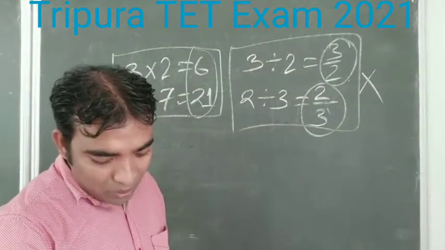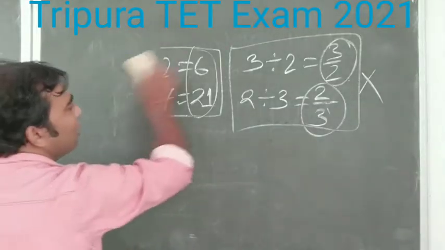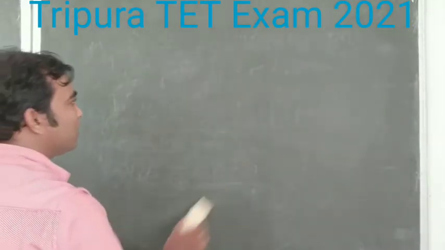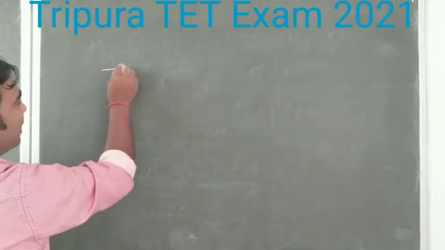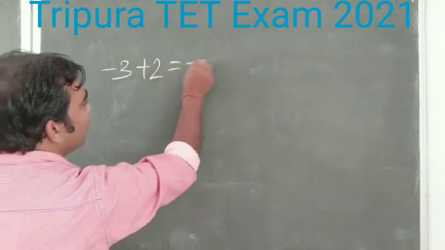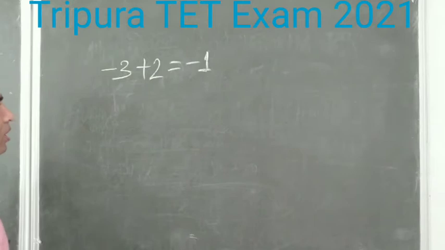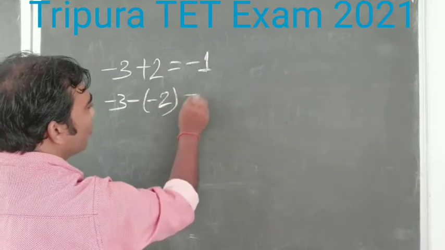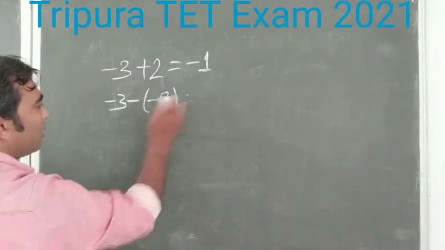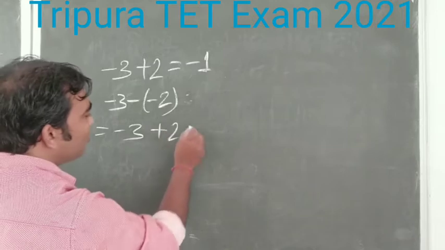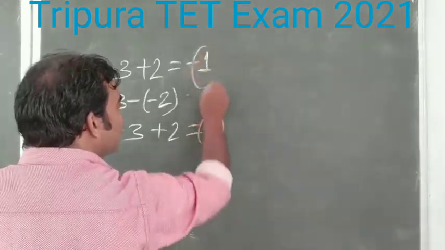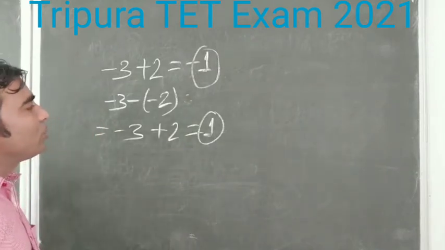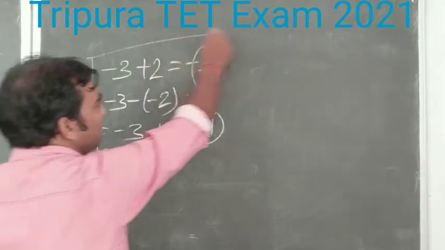Now we will see what happens in case of integers. Till now we have discussed the natural numbers and the whole numbers. Now we will see what happens in case of integers. Any two integers, if we add -3 plus 2, we will get -1, which is an integer. Or if we do the subtraction, -3 minus -2, we can write it as -3 plus 2, equals 1, which is again an integer. So integers are closed under addition, and integers are closed under subtraction also, because in both cases we are getting integers.